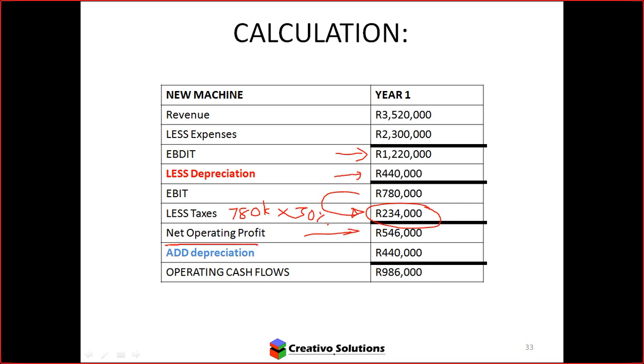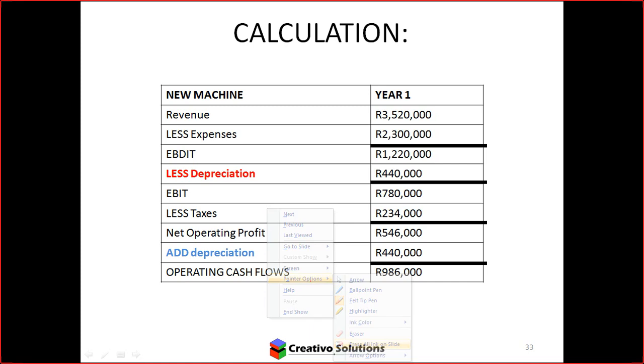Why do we add depreciation back? We take it off, then we add it back. Why do we do that? Is depreciation a cash flow? No. Depreciation is a non-cash item. So non-cash items need to be added back because they're irrelevant. You're taking it out of the calculation.